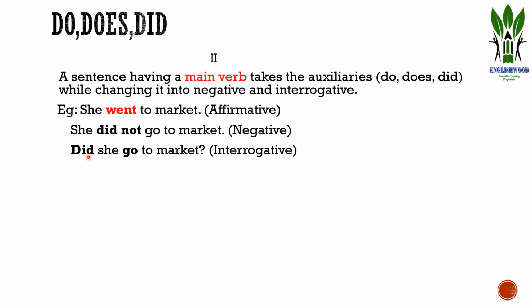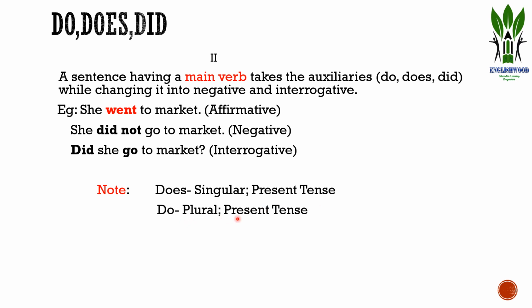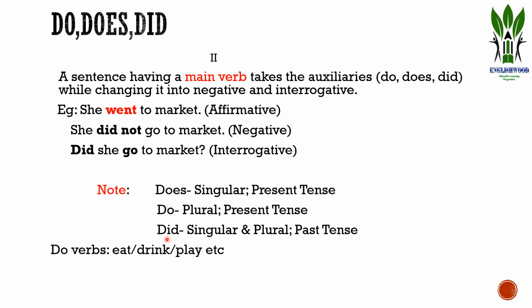Remember, students usually make the mistake, did she went, no. When the did verb comes, the verb went changes into verb 1. So, did she go to market. Now note, does is a singular verb used in the present tense. Do is a plural verb, also in the present tense. Did is used for singular as well as plural, and it is used in the past tense. So remember, does verb, do verb or did verb.